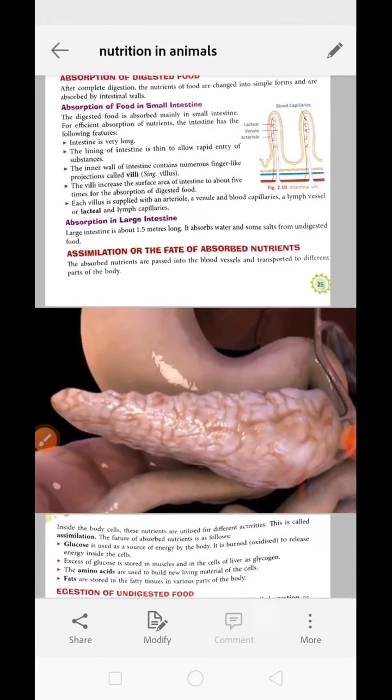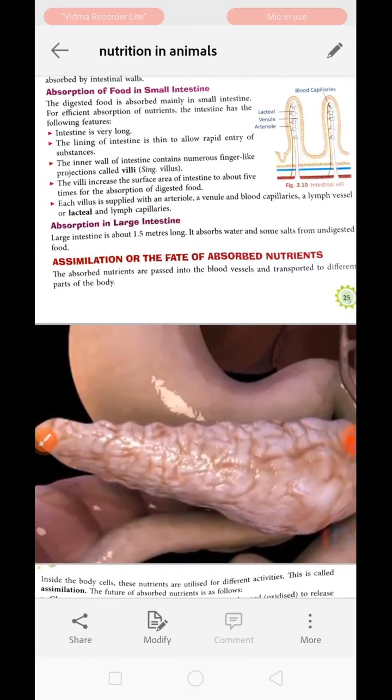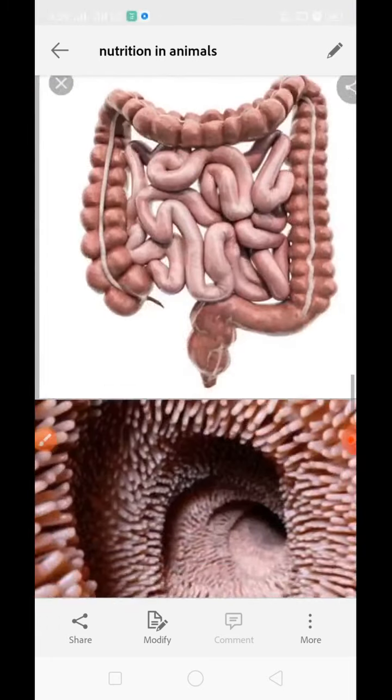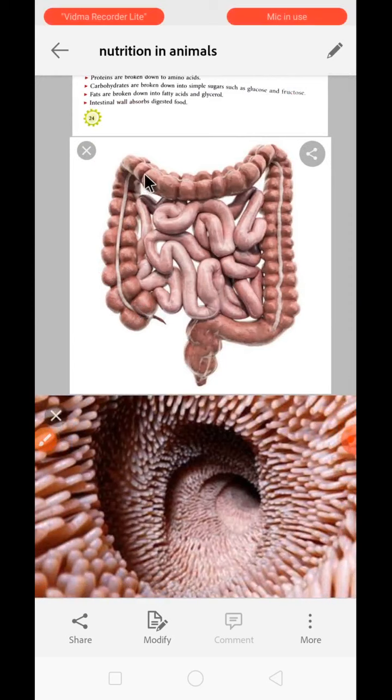Now next is absorption in the large intestine. As I have said earlier, digestion does not take place inside the large intestine, but yes, absorption of water and minerals or salt is going to take place at that position. Where is the large intestine? How does it look? This is the large intestine. It has a bigger diameter, that is why it is called the large intestine. In this place, digestion is not going to take place, but yes, absorption of water and some salt is going to take place. Okay, understood.